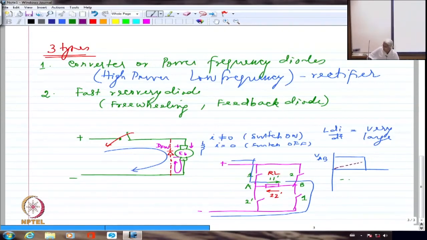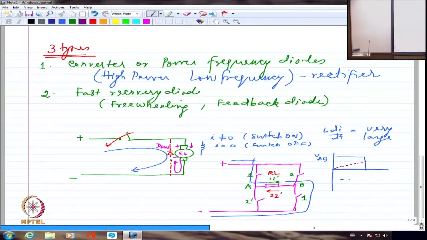RL transient, right? So obviously the current will increase. It would not have reached steady state yet in all probability. Now I want to turn on 2 and 2 dash. Before that I would like to turn off 1 and 1 dash. When I turn off 1 and 1 dash, the current is still not zero and I have an inductance sitting in the load. So obviously I can't make inductive current abruptly zero. If I do that, I will get a very large voltage. So I should provide an alternate path.